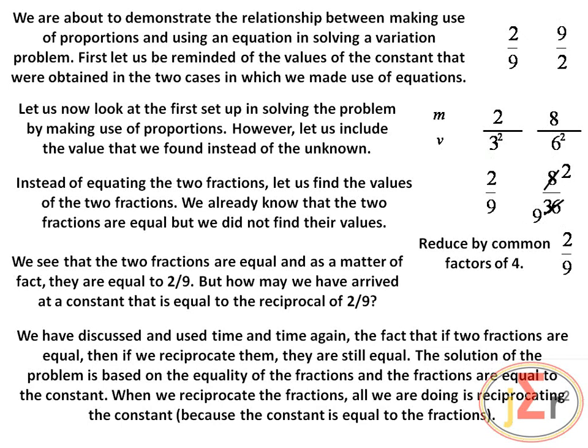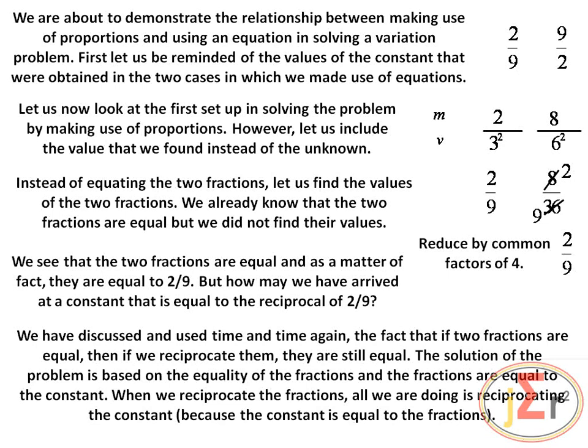What are we doing when we equate or say this one is equal to this one? We are equating the two fractions, or we are equating the values of the constant. So if we reciprocate both of them, they are still equal. Therefore, the problem is still valid, because when we reciprocate the two fractions, they are still equal. The fractions are equal to the constant, then we will still have that constant value in our equation.